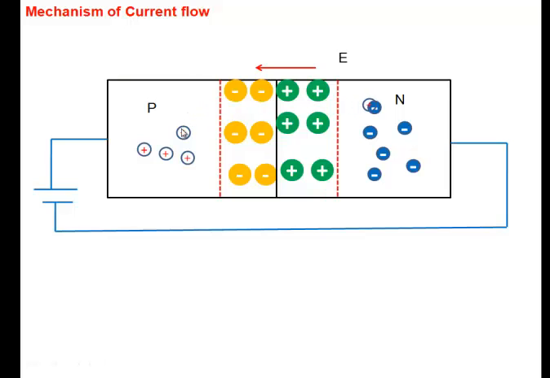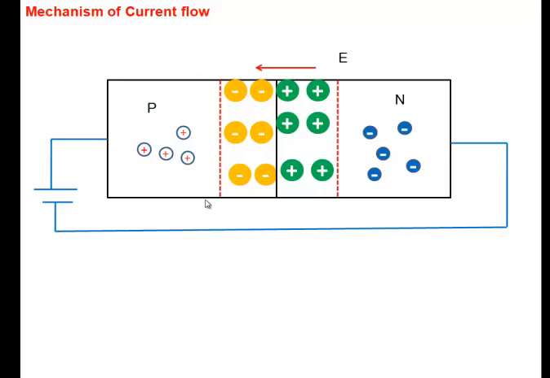So I have a hole here, and the hole moves over to the N side. This process of the hole going from here to here, we call it injection. The hole gets injected from the P to the N region. And the moment it comes to the N region, the hole finds plenty of electrons. And so what happens to the hole? It recombines here.